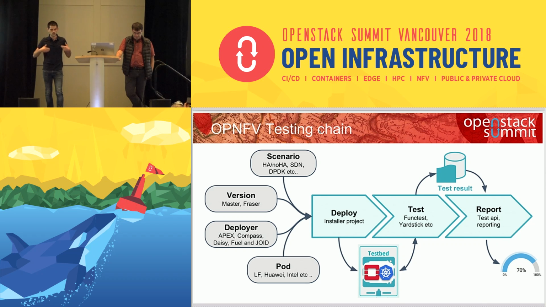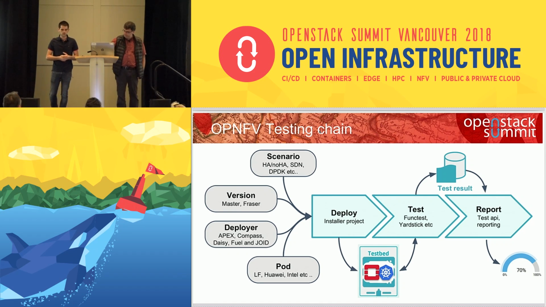So the goal is to deploy Fraser and master, to do some bug fixes on Fraser and do the new features in master. We have the different deployers on pods. So the goal is to deploy each flavor, try to install it on the pods and test it after that with different test projects. Push the results to the test database and do the report. OK, we have this kind of result for this scenario, version, deployer, and pod.